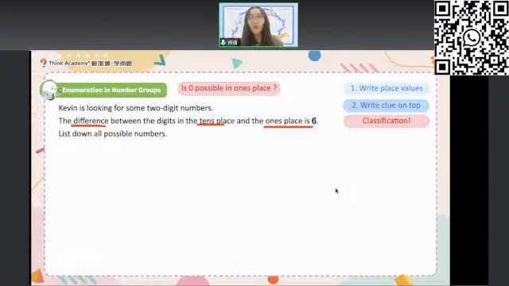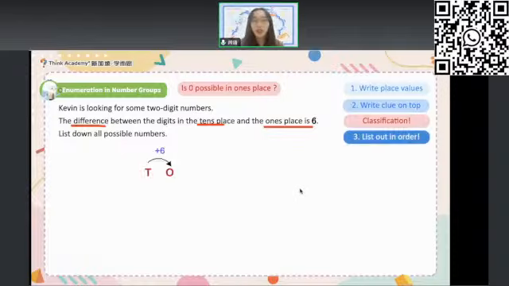Why? Good job. Because here the question just said that the difference is 6. But actually, which digit place is bigger? So far, we cannot confirm, okay? So now you see that, let's try to list in order. For the first one, we just start from the ones being the bigger one. So here, what is the smallest digit you can put in the tens place?